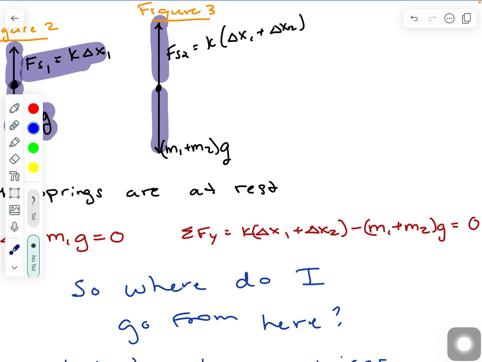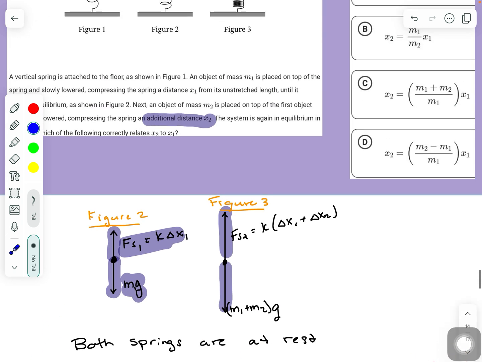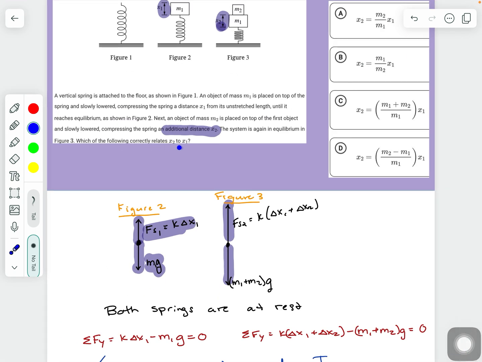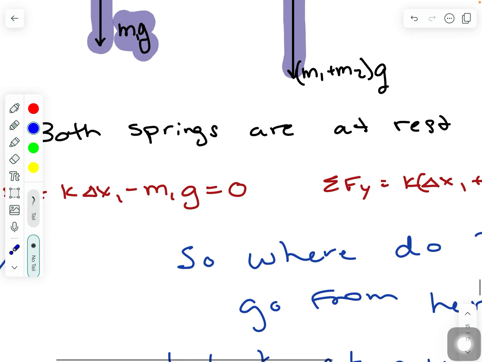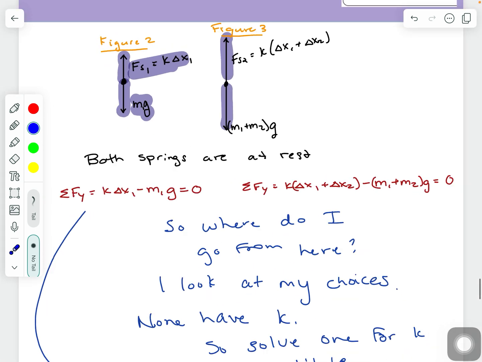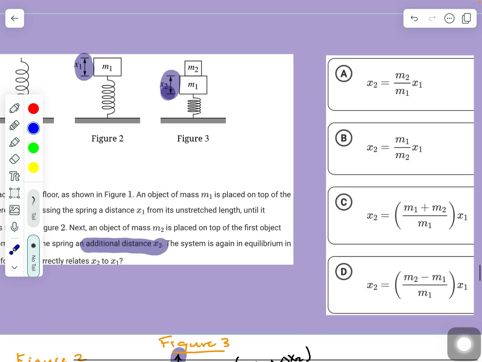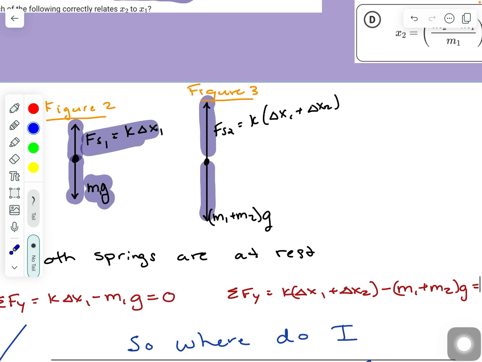Okay, so the problem is that if I just start to do random things, which is actually what I did the first time, I realized about halfway through that I didn't even know really what I was solving for. All the answer choices are solved for delta x2, or the problem asks, how do we correlate x1 and x2? I just need to make sure that I don't have any variables that the problem doesn't have. So when I look at the problem answers, I see that there is no answer with K. There's also no answer with G.